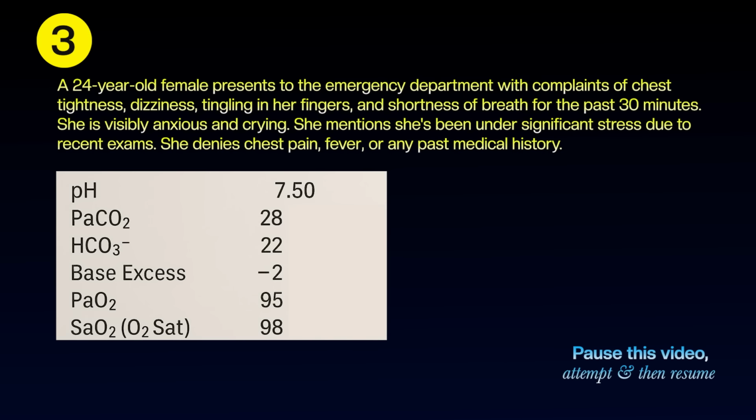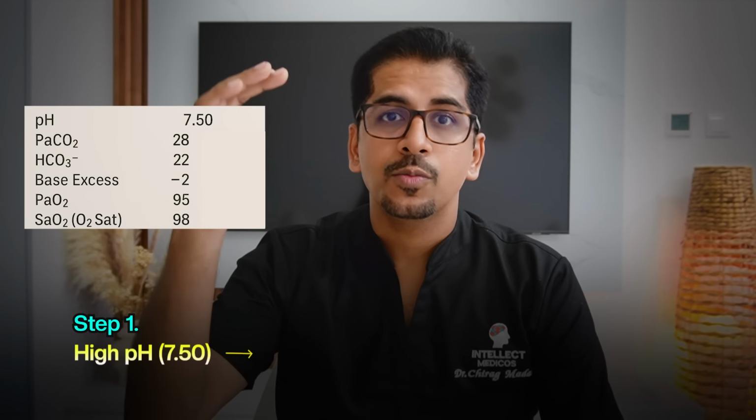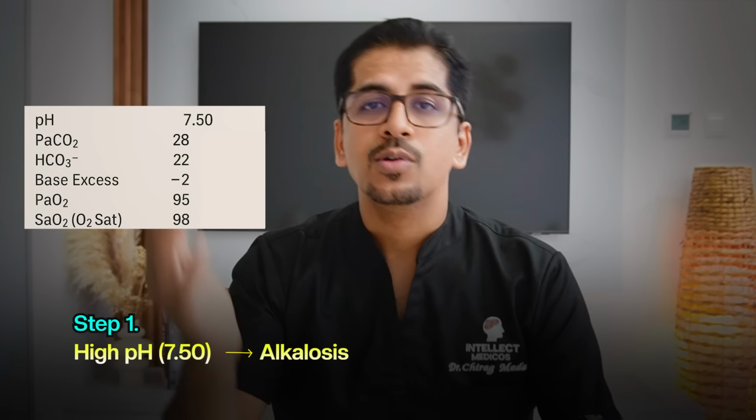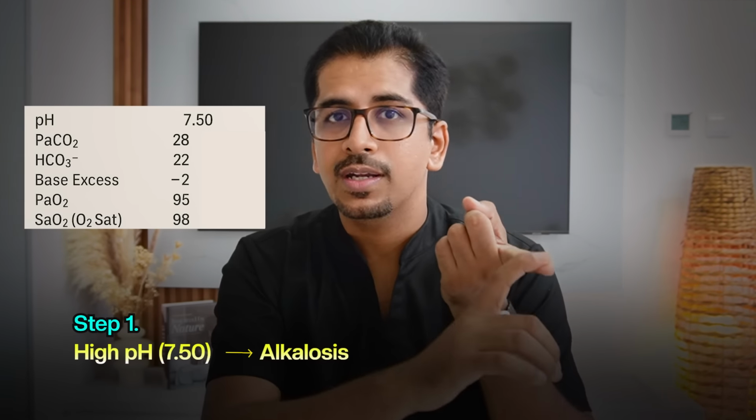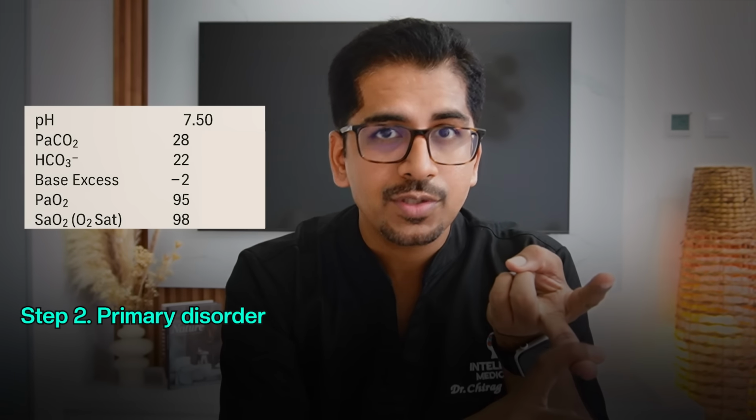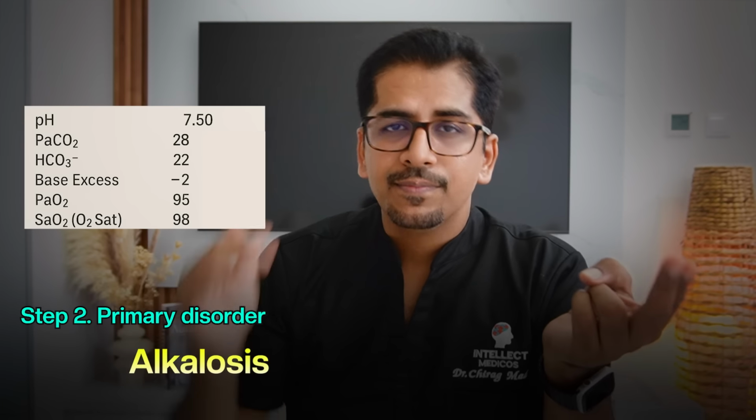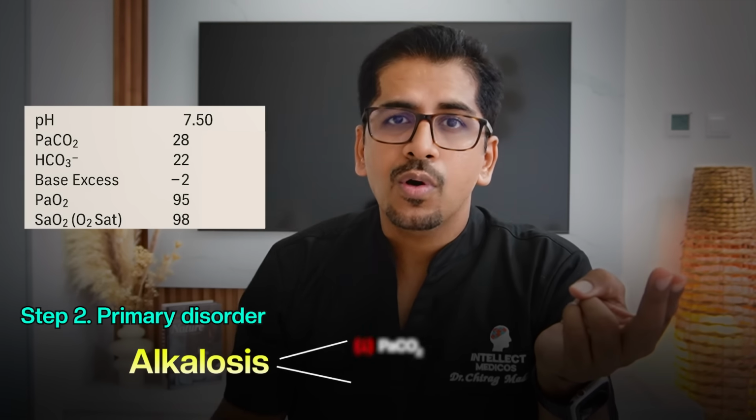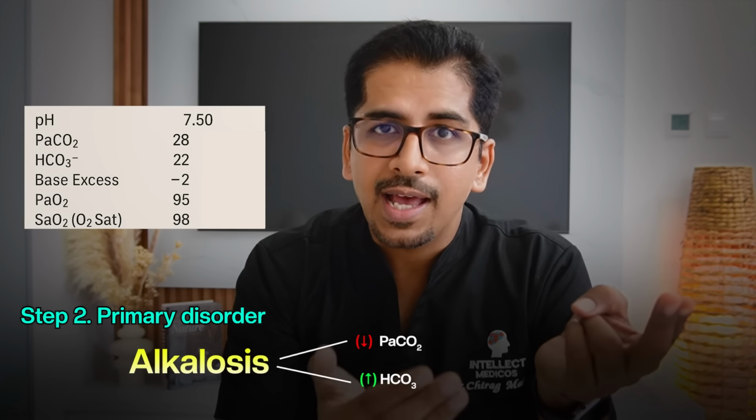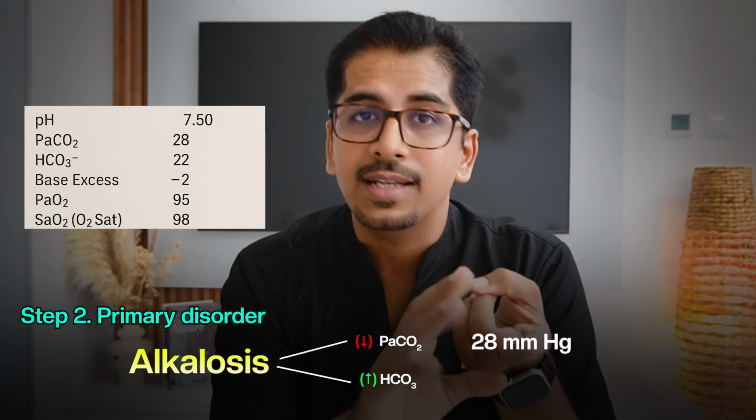Moving on to the next one, the third clinical scenario. Kindly pause the video, see the history and the ABG provided, and once you are done, resume. Now in this ABG, pH is on a higher side, 7.50, again goes in favor of alkalosis. So step 1 done. Step 2, finding the primary disorder. For alkalosis, there are two causes again: either PaCO2 is low or bicarb is high. In this scenario, PaCO2 is 28, that is decreased.